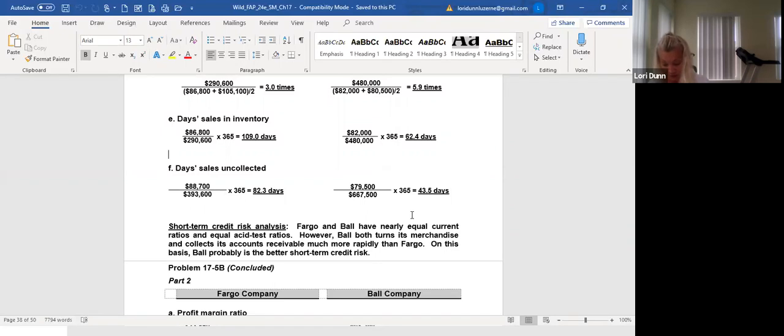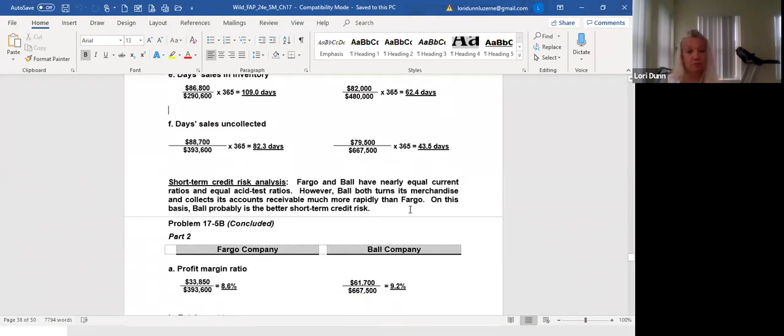Round to 1 decimal place for part B. Round to 1 decimal place. For part B, which is asset turnover, round to 2. Then identify which company stock would be a better investment. Let's take a look.